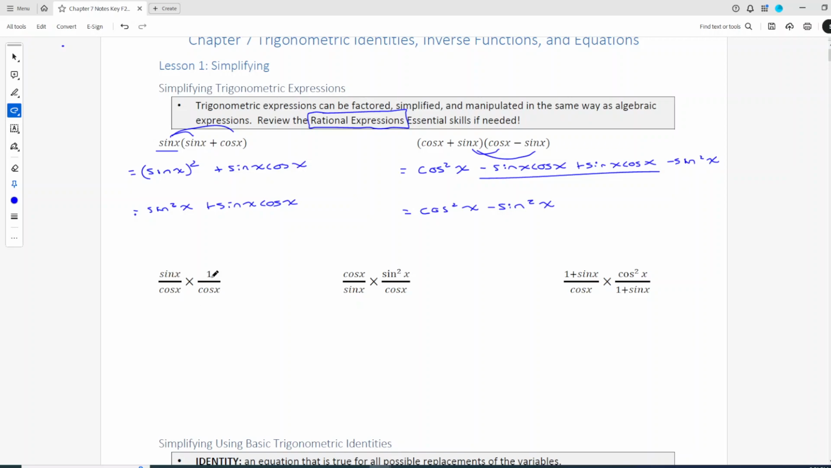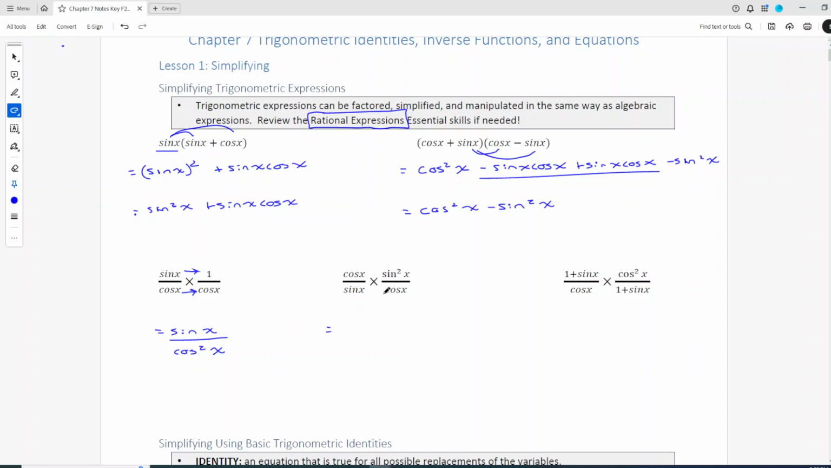So when multiplying fractions together, hopefully you remember that you multiply across. So this will be sine x times 1, which is sine x, and then we'll have a cos x times a cos x, which is a cos squared x, and that's good.